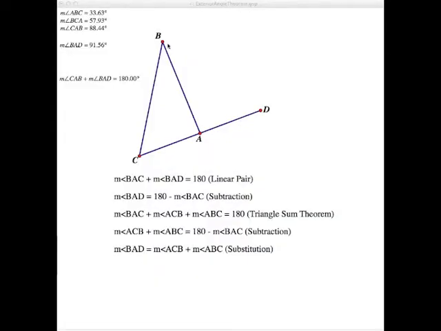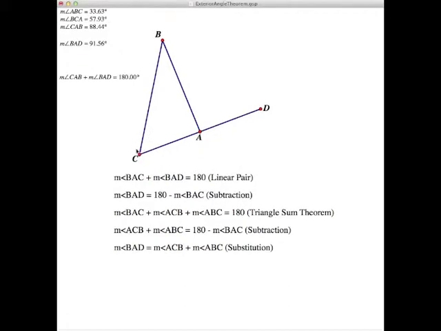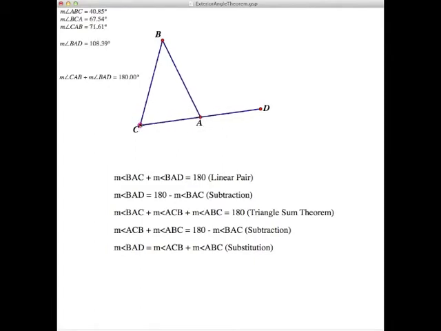Here we are going to prove the exterior angle theorem. So the exterior angle theorem states that this exterior angle outside here is equal to its remote interior angles, the one at B and the one at C. So let's prove this. In order to prove this, we need to show that those two are equal.